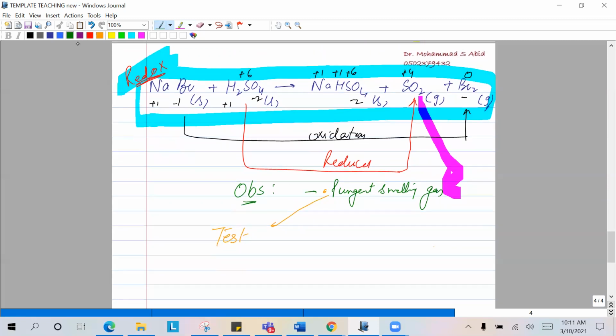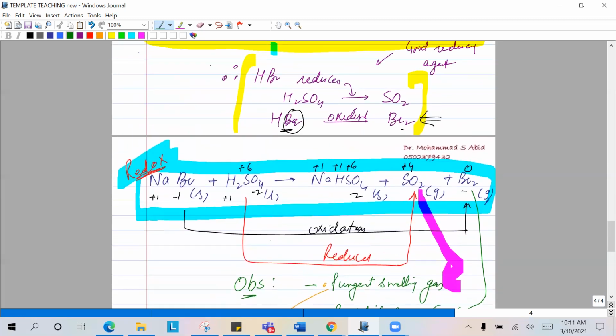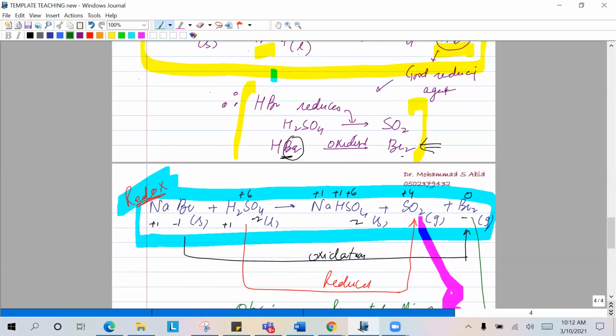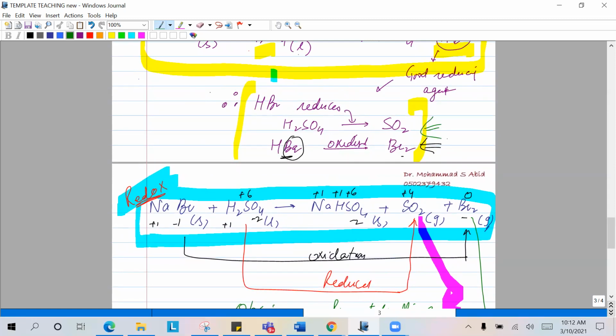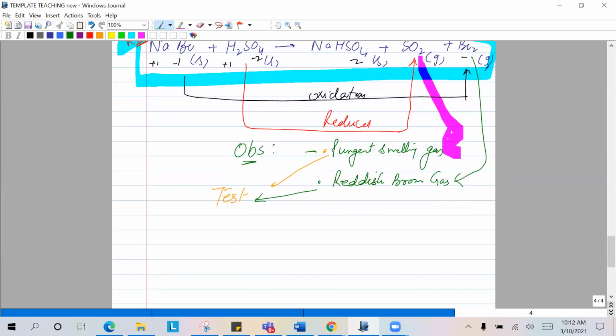The other observation would be for the bromine, which is a reddish brown gas. So this will be an indication of bromine, but again, we will have to confirm it. The importance of this is that the HBr is a good reducing agent. As a result, further reductions or reactions take place, and you end up with sulfur dioxide and Br2 instead of HBr, which makes it a redox reaction. And these are your observations.